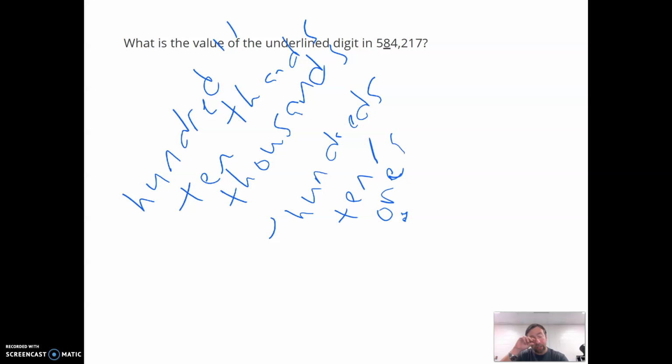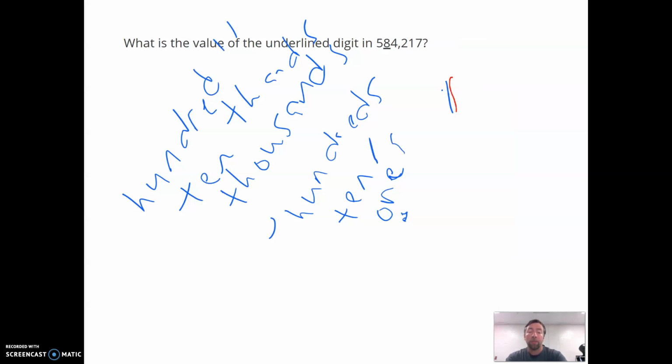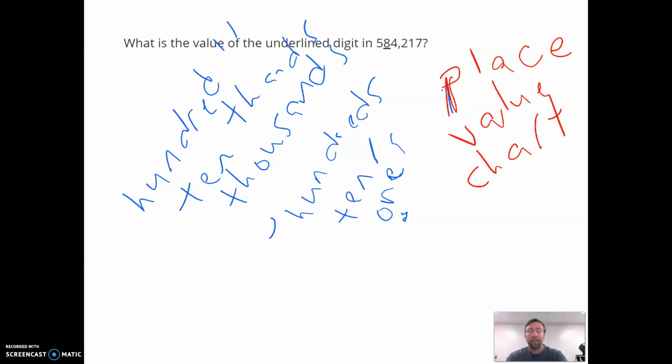That's enough to get this problem. Let me switch colors so this stands out. I bet there's a place value chart in the presentation. I haven't looked at every single part of the reading that you do. But if not, if you just Google place value chart, you should be able to find something that will help you with any problems like this.